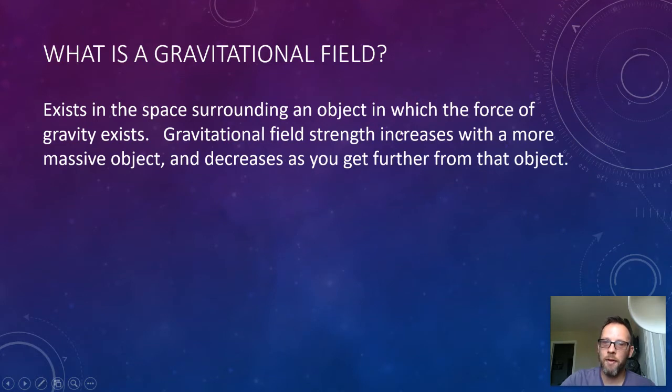And gravitational field strength increases when you have more mass. So the field strength around the sun is greater than the field strength around Earth because there's more mass. And it decreases the farther you get from that object. So, for example, the farther you get away from Earth, the gravitational force you feel isn't as strong. We know that from Newton's law of gravitation.